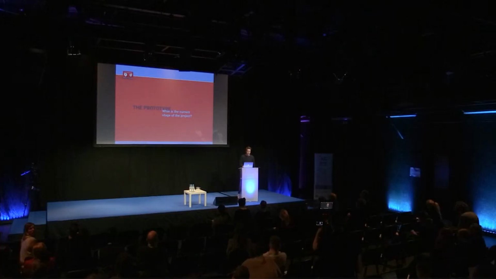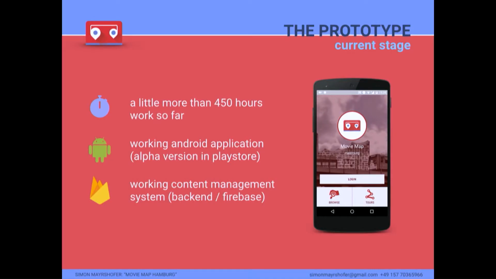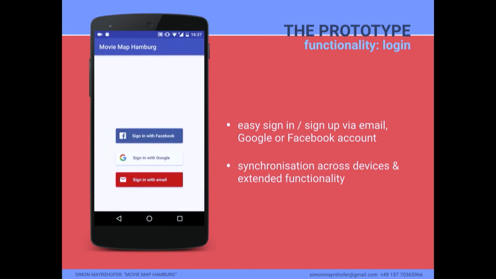Now, given this vision and ideas of what the app should be able to do, I will now present the prototype that has emerged after 5 months of work. So far, a little more than 450 hours have gone into the project. I can proudly present a working native Android application that is available through the Google Play Store to a closed group of alpha testers. If anyone would like to test it, please approach me and I can add you to the tester group. The app provides a very easy and safe interface for signing up using your Google account, Facebook, or email.